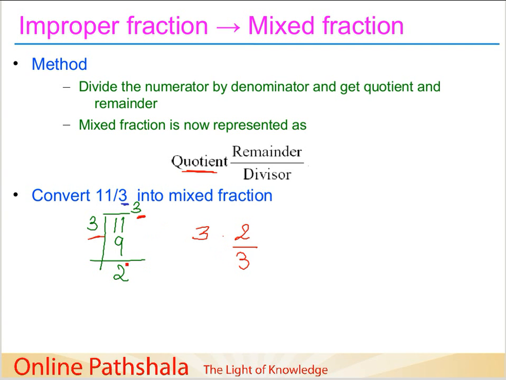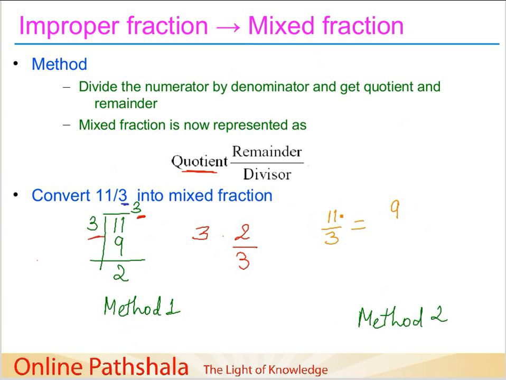There is also another way to convert this improper fraction into a mixed fraction. Let's say this was method 1, and then method 2 is we just write this as 11 by 3. Now what we find is the nearest multiple of 3 that is very close to 11. So it will be 3 times 3, which is 9.